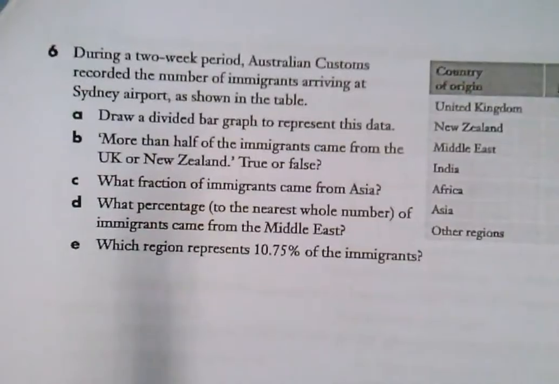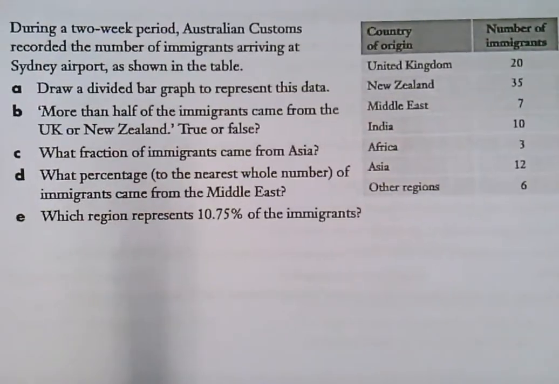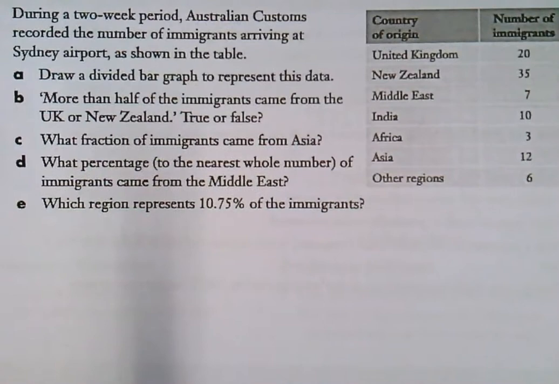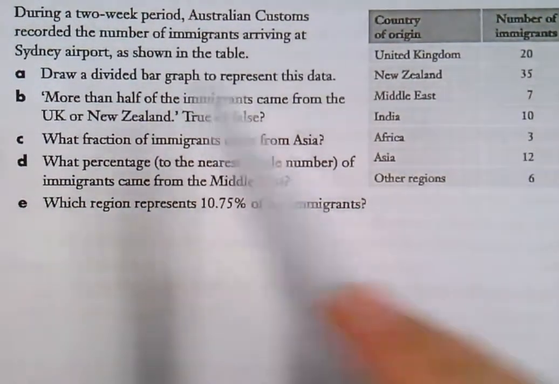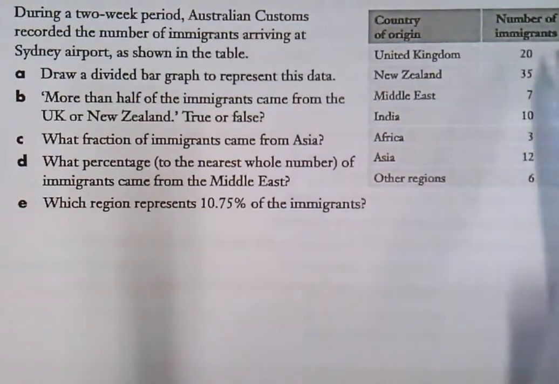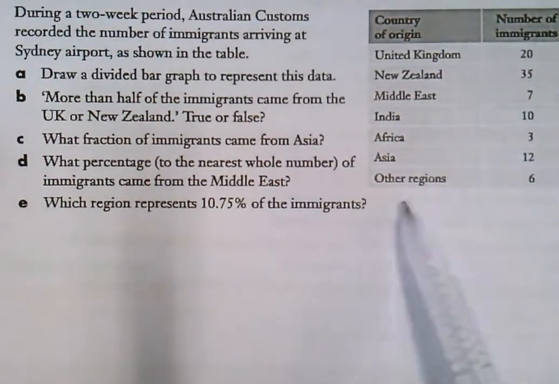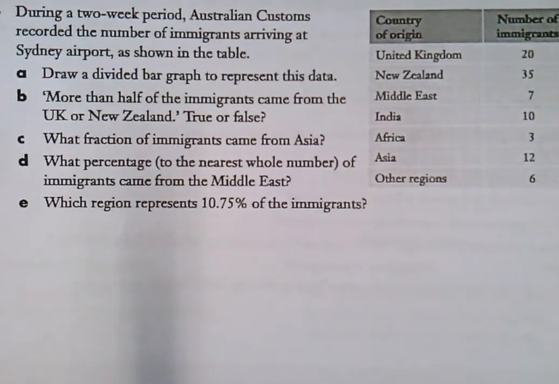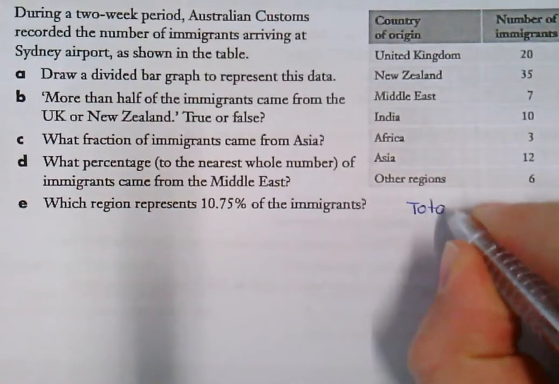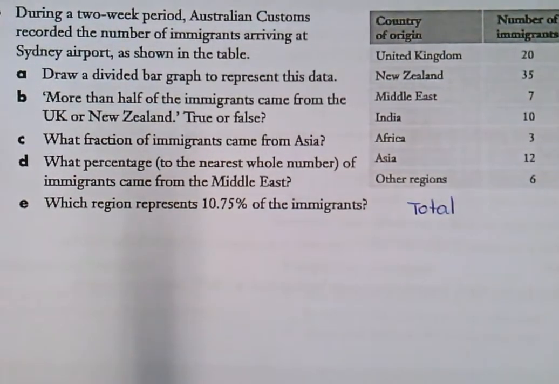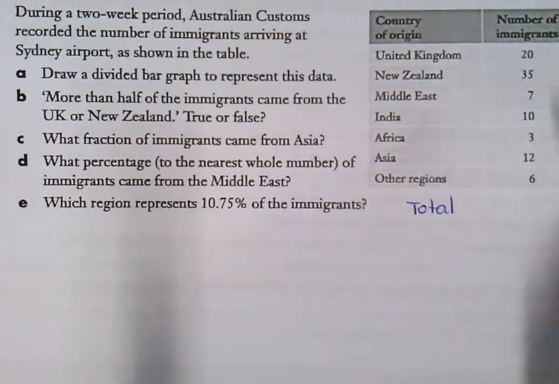Okay? Now for question 6, drawing a divided bar graph. During a 2-week period, Australian Customs recorded the number of immigrants arriving at Sydney Airport as shown in the table. So UK 20, New Zealand 35, etc. down to other regions 6. Draw a divided bar graph. So before you can draw a divided bar graph, let's work out the total people that arrived. So you're going to need to add these all up.